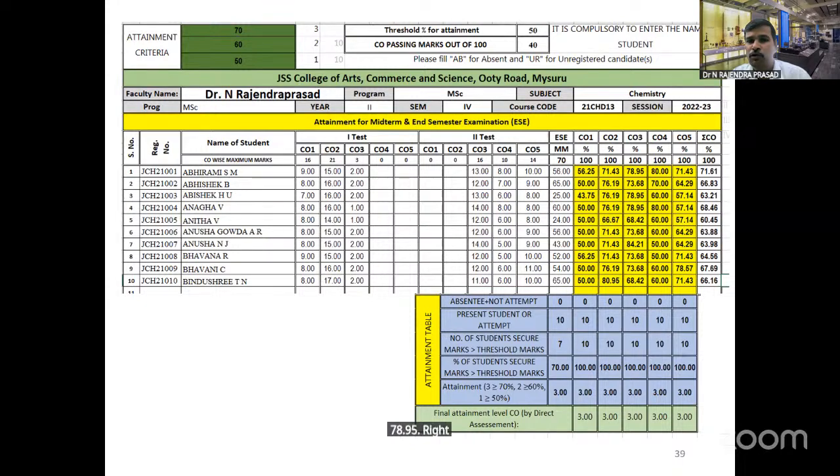Right? For CO4, 8 by 10. Overall I am talking. Here also CO3 is there. 13 plus 2, 15. Total marks is 19. 15 by 19. You have to put here. Like this, you calculate the percentage of marks. I don't think you have any doubt here.